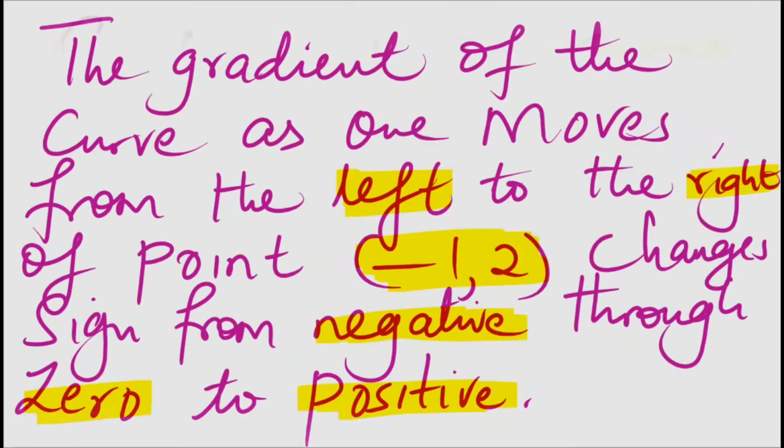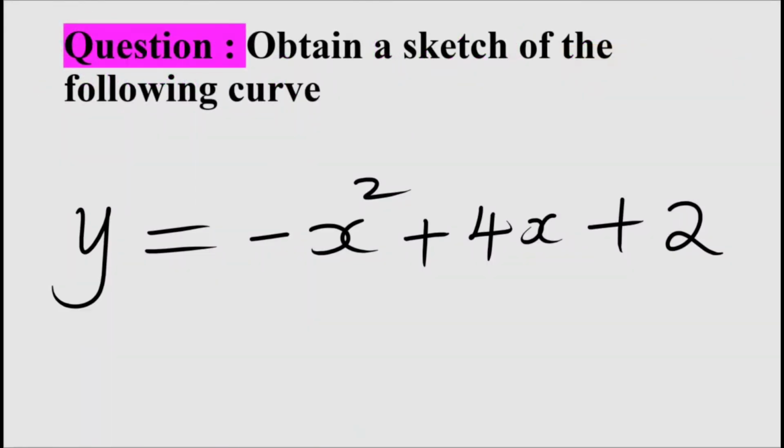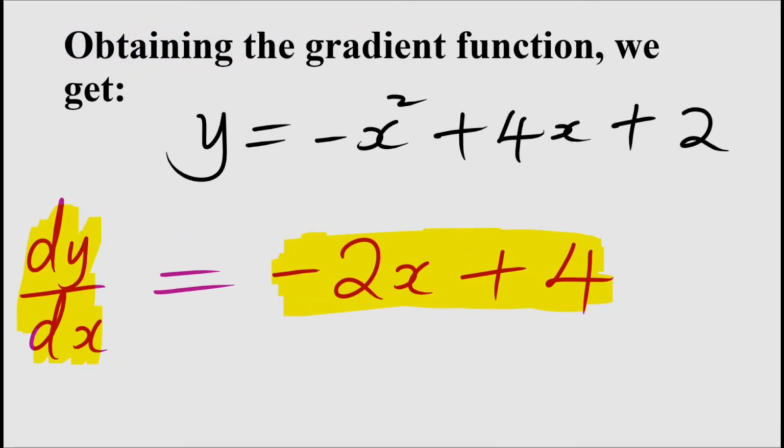Now let's go to something else. I want us to obtain the sketch of the following curve. So y equals negative x squared plus 4x plus 2. So let's obtain the sketch of this. The first thing, let's obtain the gradient function. When you differentiate this equation with respect to x, you get dy over dx equals negative 2x plus 4.